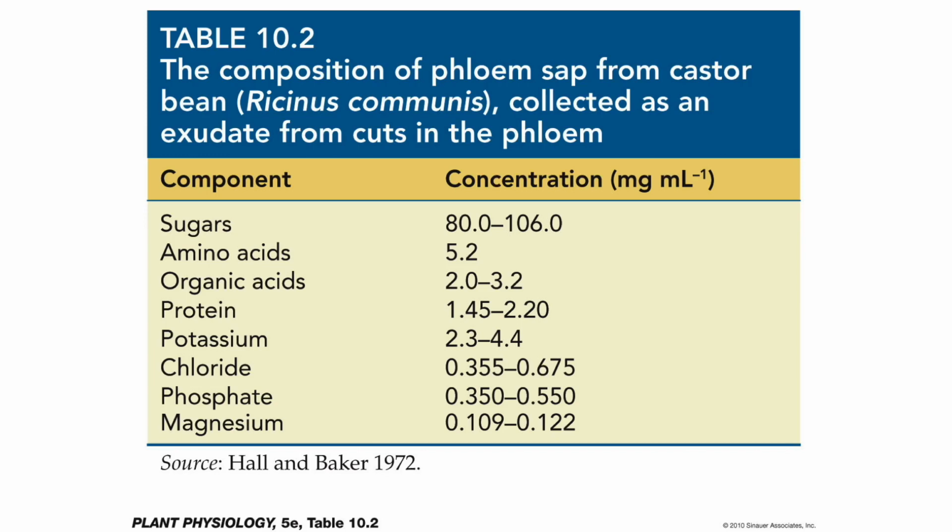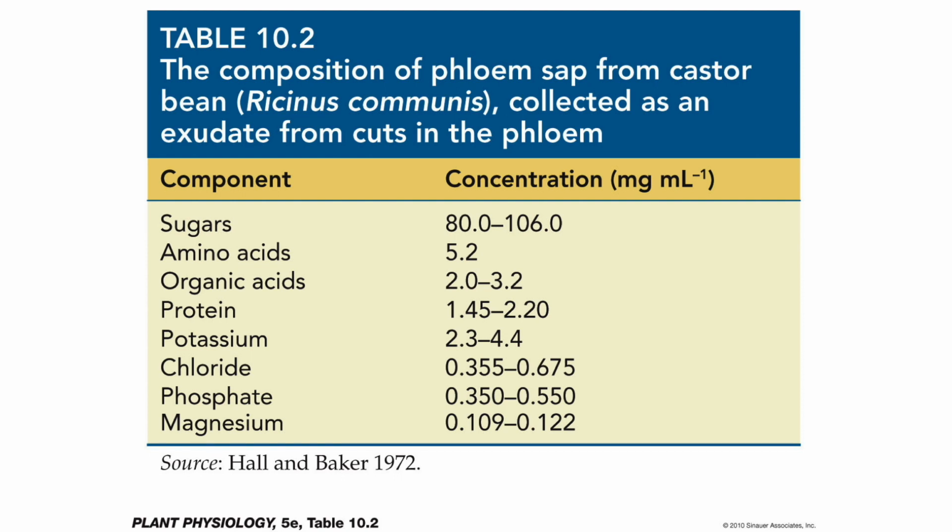The next major component are amino acids. Amino acids are transported in the phloem as a form of nitrogen transport. Nitrate cannot be readily transported through the phloem. So in most plants, it is transported as amino acids through the phloem. Amino acids are in the concentration in the phloem sap of about 5.2 milligrams per milliliter, only 5% of the total amount of sugars that are being transported in the phloem.